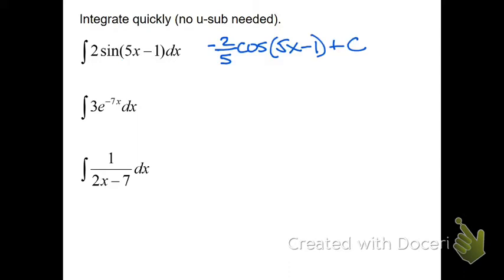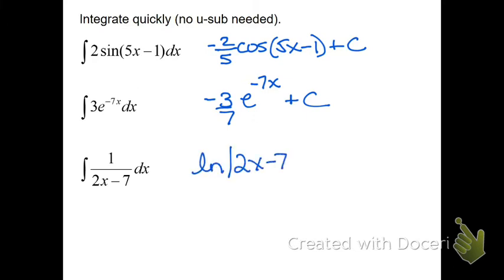Okay, remember the integral of sine is cosine, or negative cosine, and divide by the derivative of the inside. That's where that 5 came from. For the e, this is just 3e to the negative 7x divided by negative 7. And this one is natural log. You may have forgotten that one. So this is the natural log of 2x minus 7 divided by 2. Okay? So study those if you didn't know how to do any of them off the top of your head.